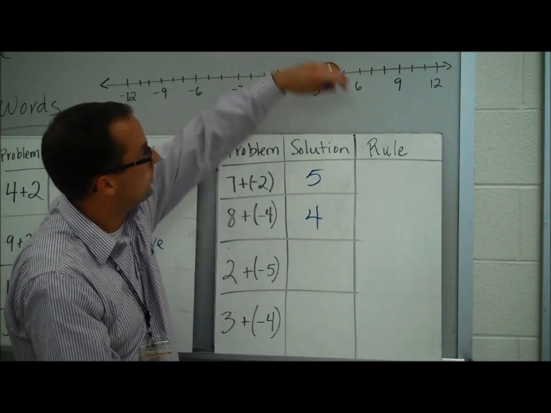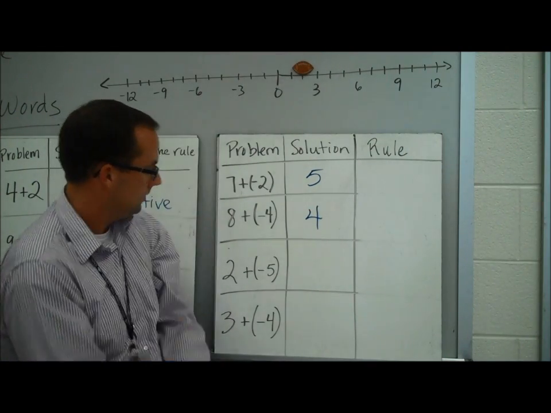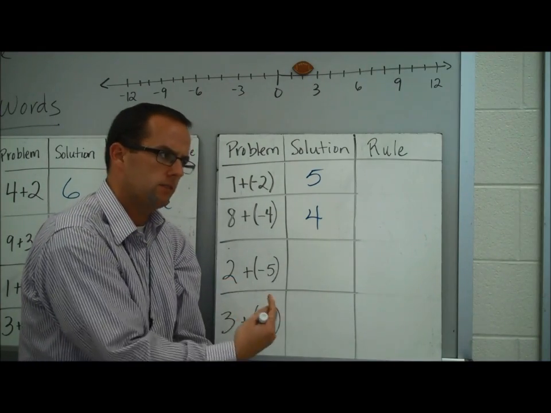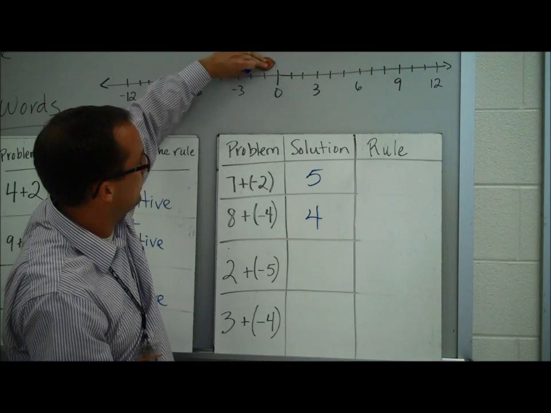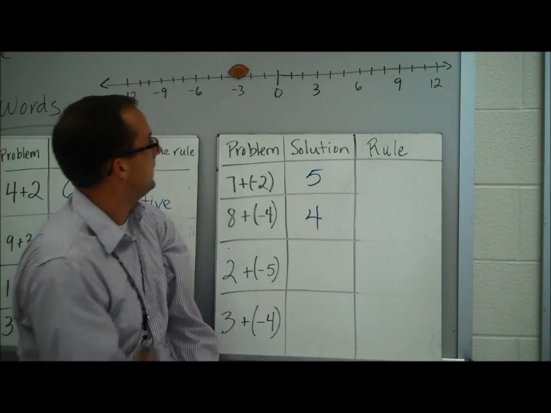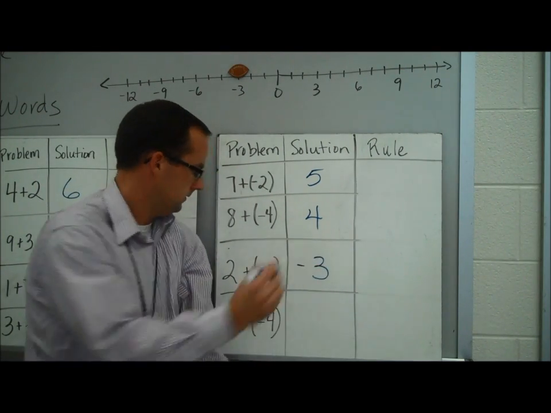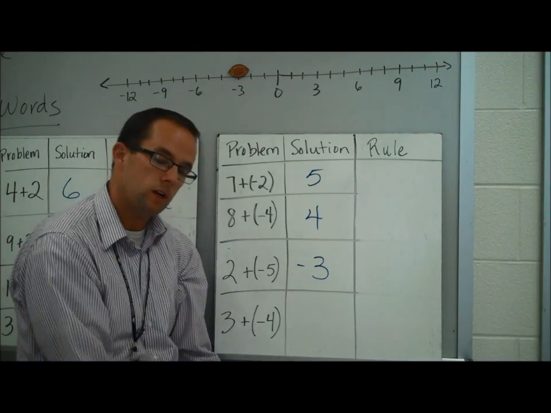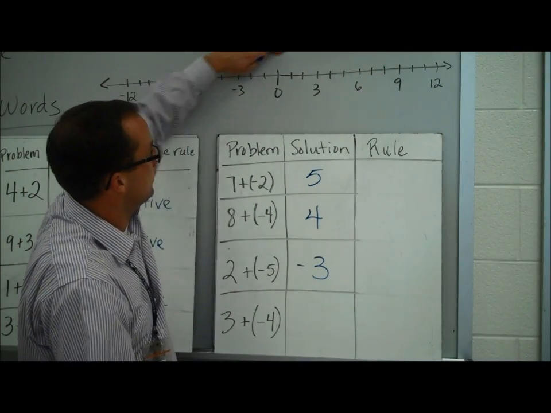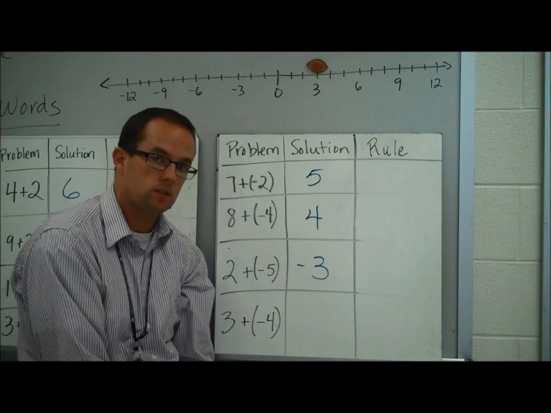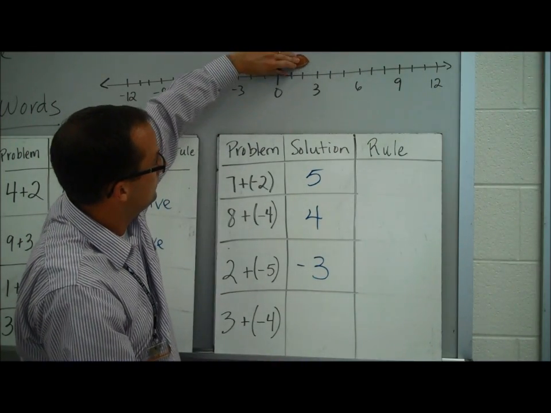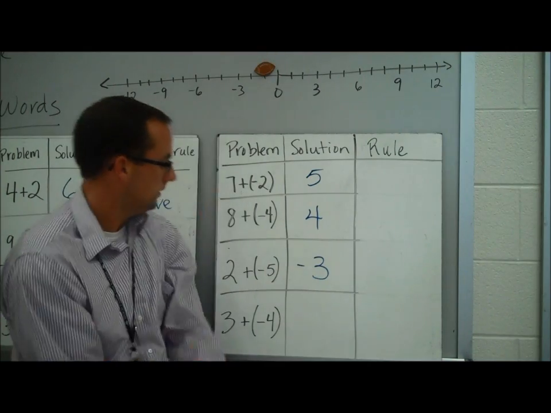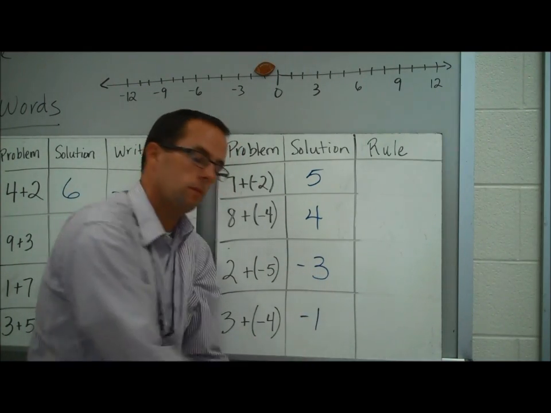I'm going to do it quickly with the other ones. Here's 2 plus negative 5. So I'm counting to the left 5 times. 1, 2, 3, 4, 5. I end at negative 3. And the last one is 3 plus negative 4. So I'm going to start at 3. And I'm going to subtract, or go to the left 4 times. 1, 2, 3, 4. And I end at negative 1 on my number line.